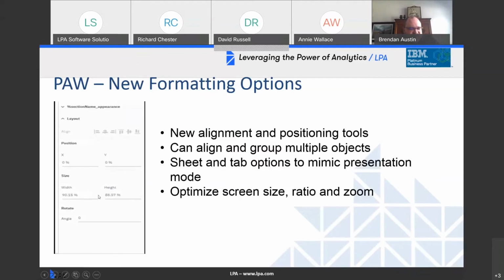You can resize things automatically. You can rotate things. You can also optimize the screen size, ratio, and zoom, which is huge for deploying to mobile devices. So Planning Analytics Workspace in the past was, you just created it and you really didn't have any choice on how it was displayed on the screen. If it was zoomed in, it was zoomed out, etc.